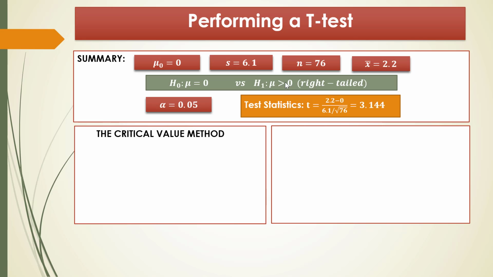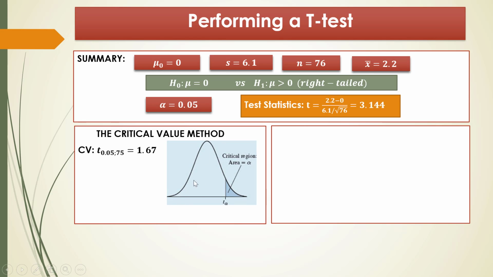By the critical value method, this is the right tail, so we have to find t alpha, with degrees of freedom 75. Because for right tail, the critical value should be a positive value and the area to its right is alpha. So the critical value t 0.05, 75. Here the sample size is 76, so the degrees of freedom is 75. And it is equal to 1.67.